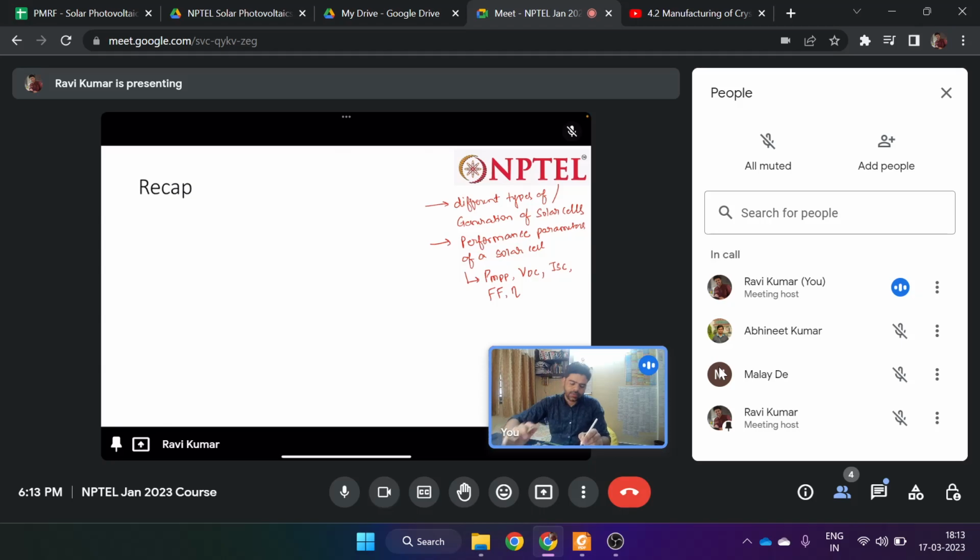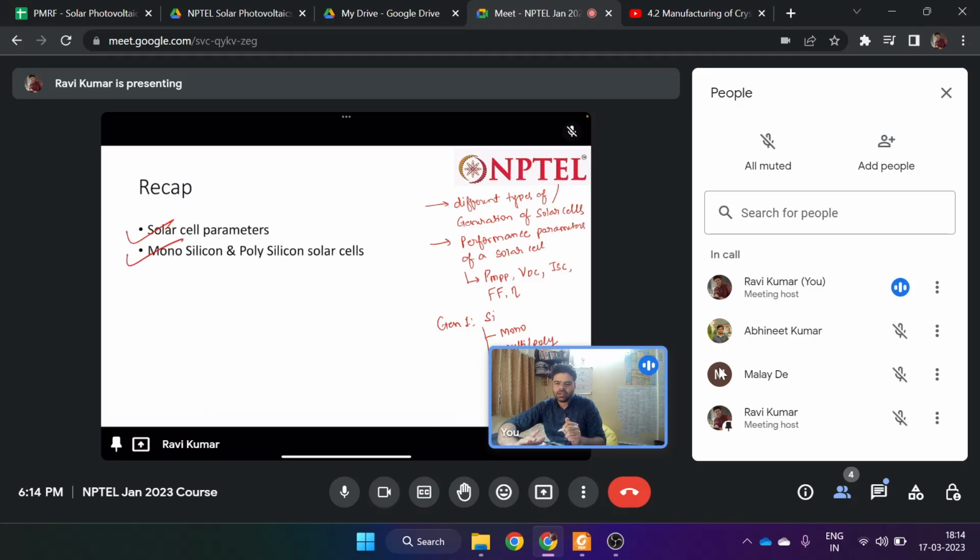In today's class, we will understand different processes related to mostly generation 1 and some related to generation 2. Generation 1 means silicon, which is mono and multi or poly. So we have seen the solar cell parameters and what monosilicon and polycrystalline silicon are.